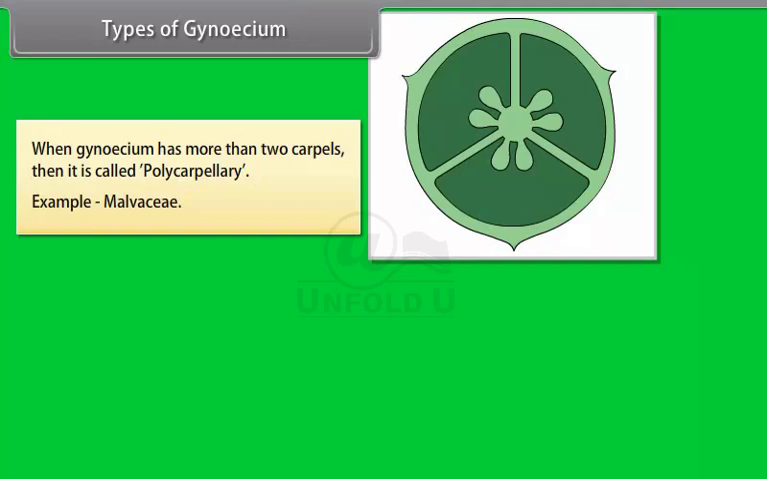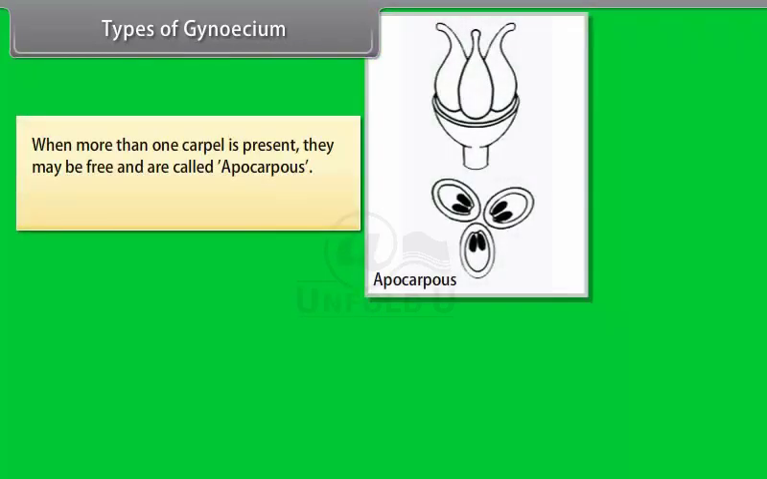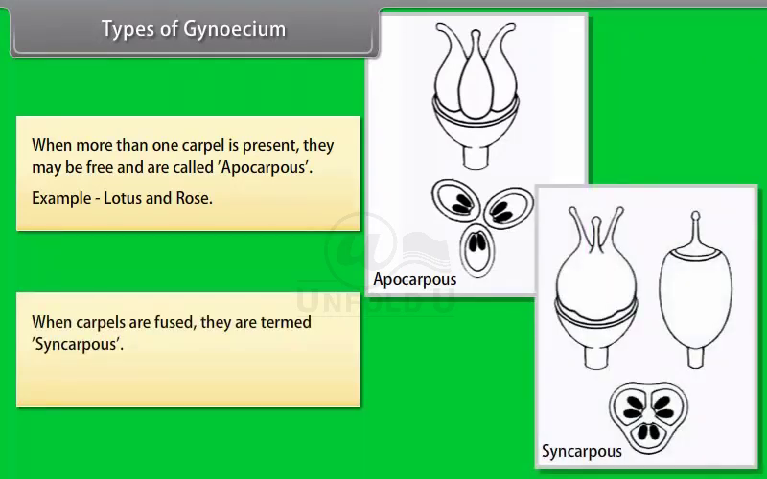Example, Malvaceae. Depending on the state of carpels, gynoecium is of two types: apocarpous and syncarpous. When more than one carpel is present, they may be free and are called apocarpous. Example, lotus and rose. When carpels are fused, they are termed syncarpous. Example, mustard and tomato.